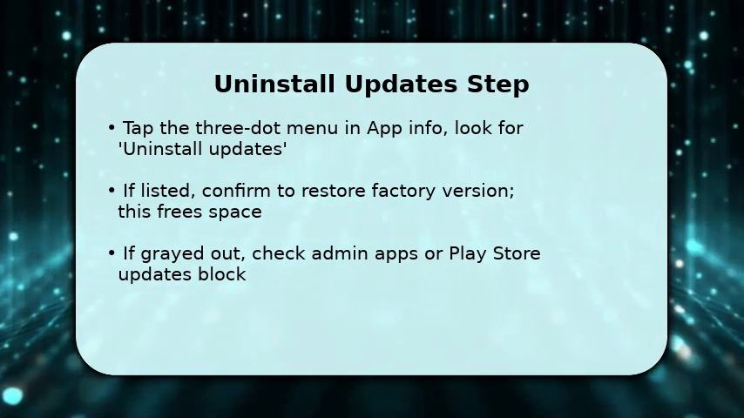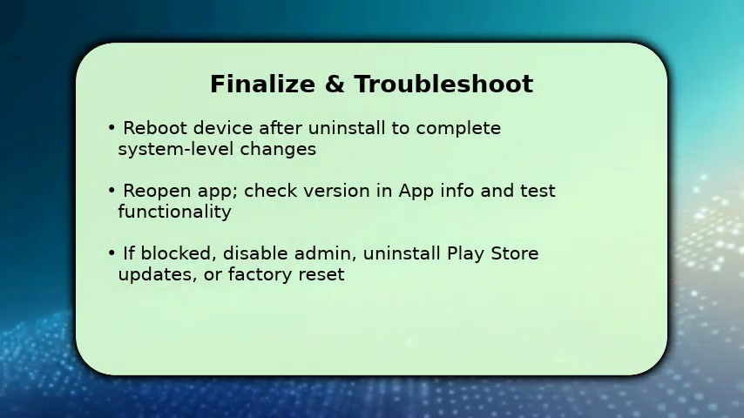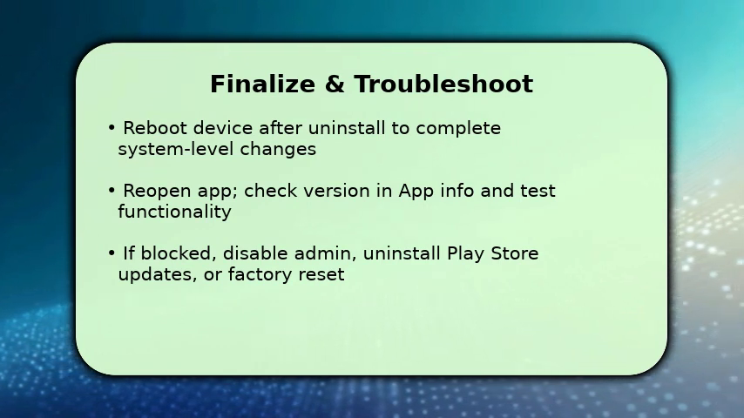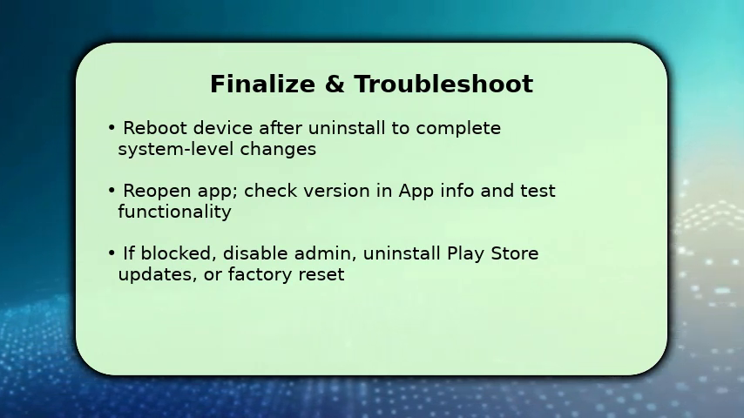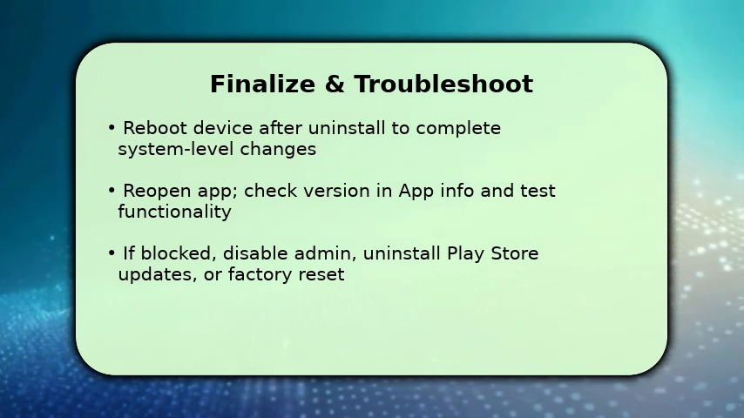You finish by rebooting the phone so the system picks up the reverted APK and clears temporary caches. This prevents mixed code crashes. After reboot, open App Info to confirm the version number and run the app to verify the issue is resolved.